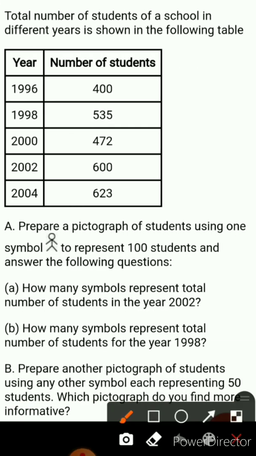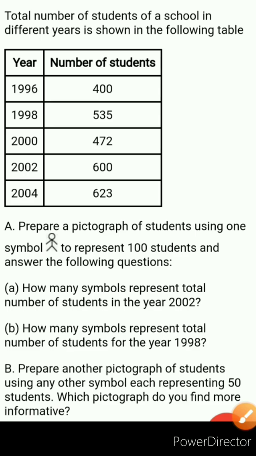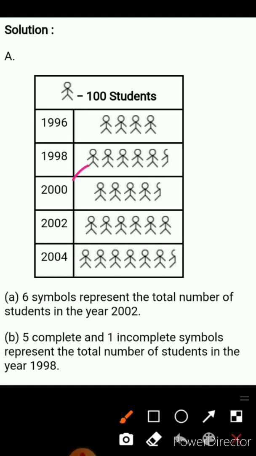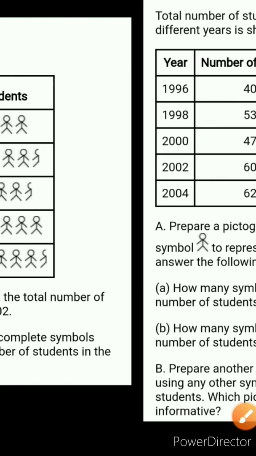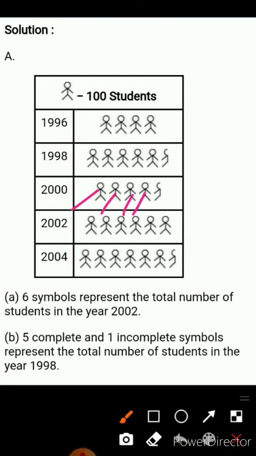In 1998 it is 535, so we will draw 5 complete symbols, 1 2 3 4 5, and for 35 we will draw 1 incomplete symbol. In 2000 the number of students is 472, so again we will draw 4 complete symbols for 400, and for 72 1 incomplete symbol.